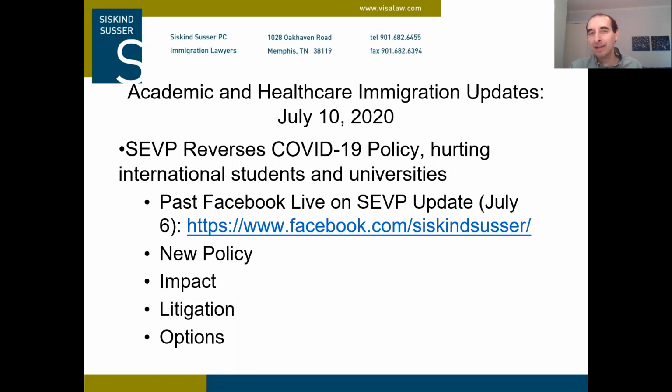So let's start with some of these acronyms, because these terms can be confusing. The Department of Homeland Security has a component called Immigration and Customs Enforcement, which everyone knows as ICE, the component that is involved in raids and prosecuting removals and deportations. But ICE also has a subcomponent called the Student and Exchange Visitor Program, which is responsible for monitoring compliance of F1 students, M1 vocational students, and J1 exchange visitors.